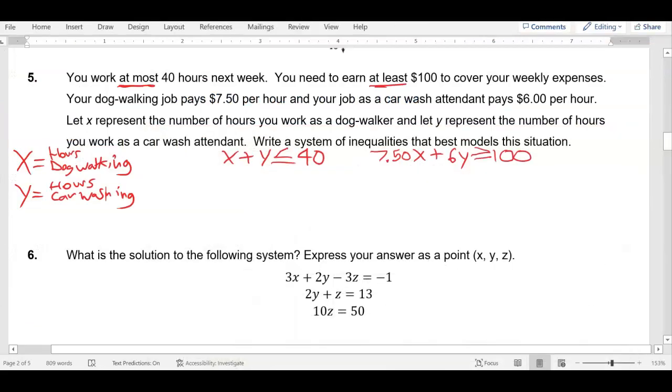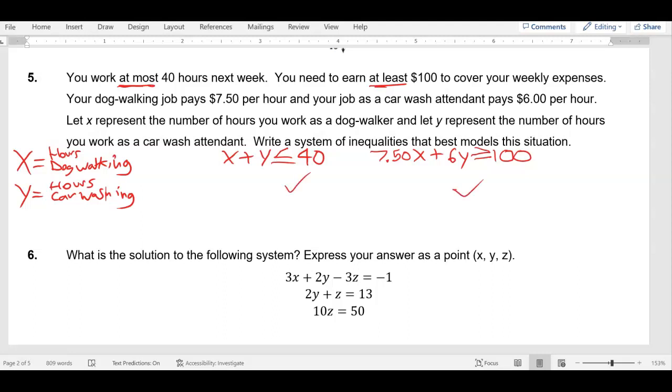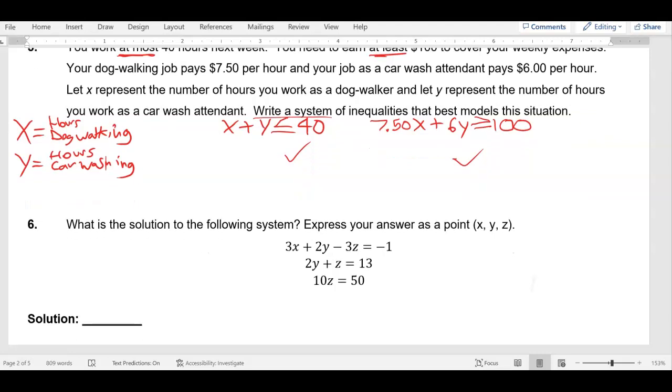Now, if you'll remember from our notes yesterday, if you can find both intercepts, you could graph it, see the double shaded area, but all this says to do is write a system of inequalities that best models a solution, okay? So that's it. Those are your two inequalities. So write a system. We wrote a system. You don't have to solve it. You don't have to do anything else, and that's good.